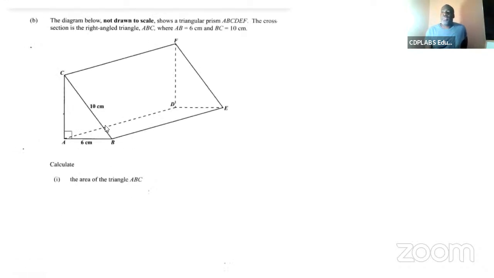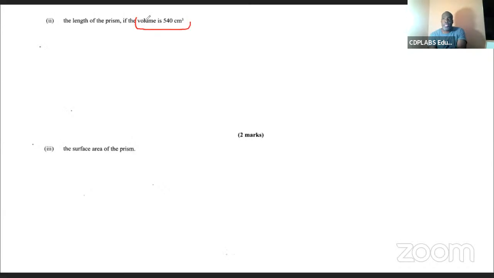So now to find the length of the prism, if the volume is 540 cubic centimeters. Note, in this question, they give you the volume, but they have not given the length. However, they give you the volume of the prism. Now, the volume of the prism is what is given. And there's a lot of information in this.